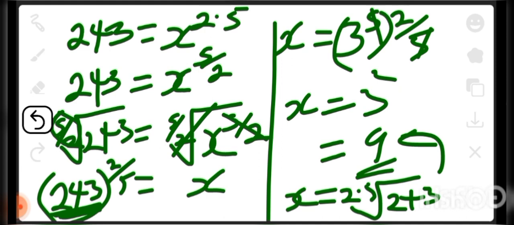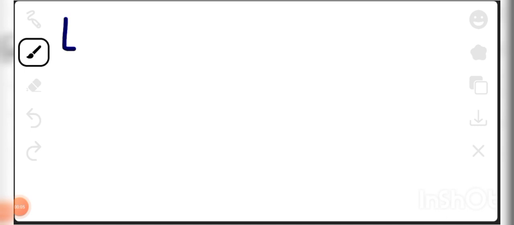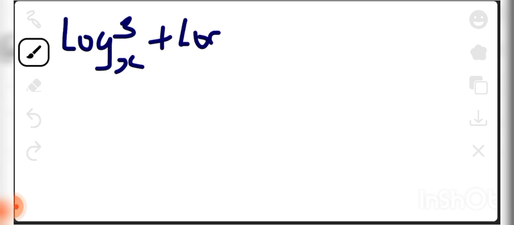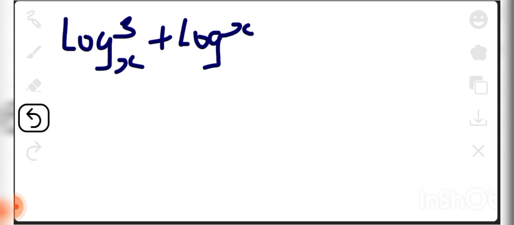Now let's move to the next question. Let's look at this question. Log 3 to base x plus log x to base 3 is equals to 2.5. What is the value of x? For this particular question now, what will be the value of x?